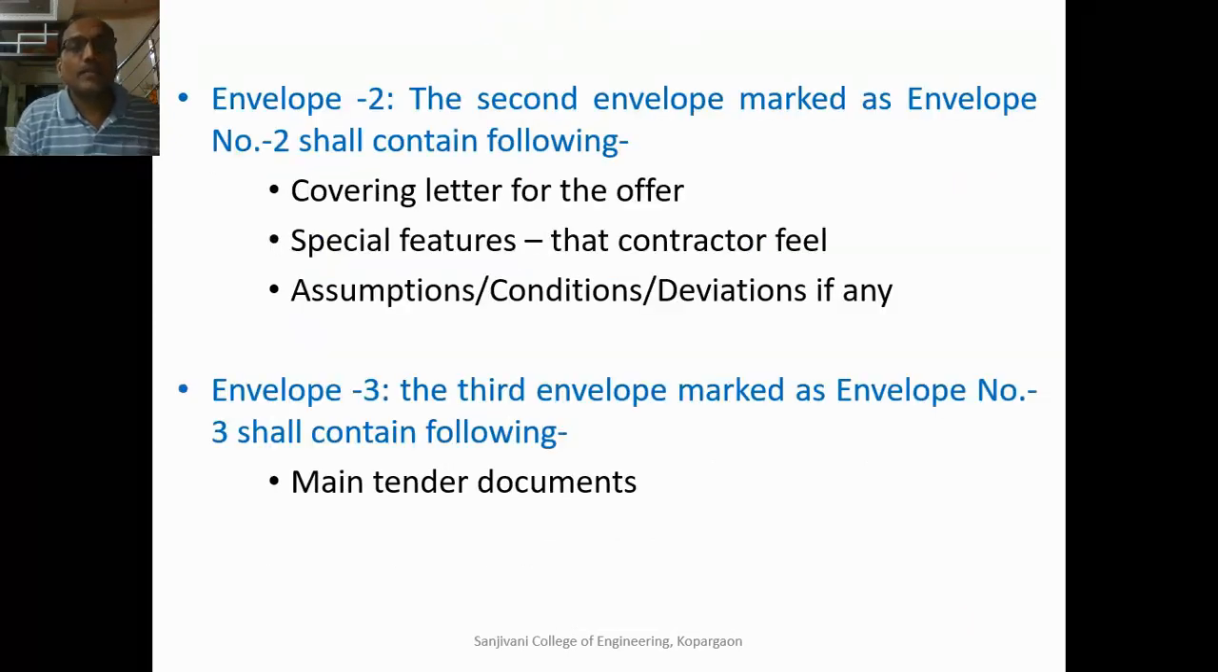Then coming to envelope number 2, the second envelope marked as envelope number 2 shall contain the following: covering letter for the offer, financial features that contractors may fill, assumptions, conditions, and deviations if any. And the last envelope is envelope number 3. The third envelope marked as envelope number 3 shall contain only the main document, that is the tender document.